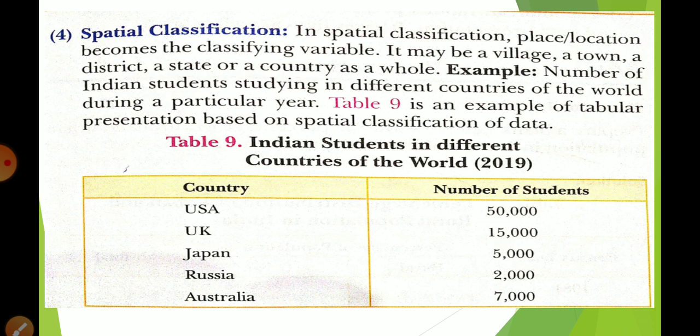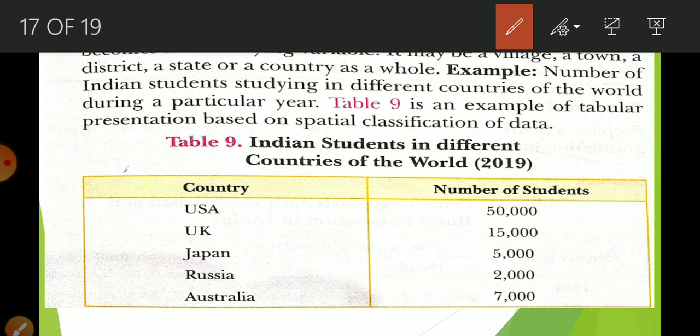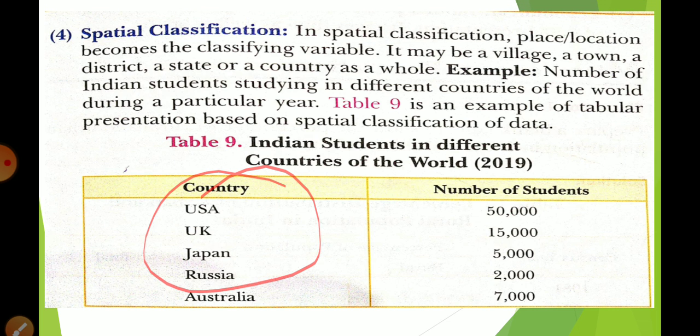Now spatial means on the basis of area. Okay, on the basis of area, so place, location, when the base is going to be place and location. Here you can see, it can be country, states, district, names of different villages. So these are the examples of spatial classification.